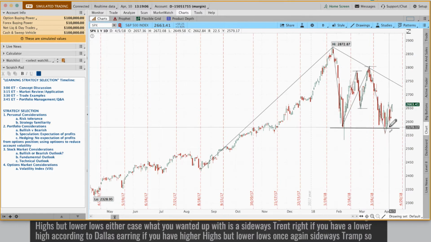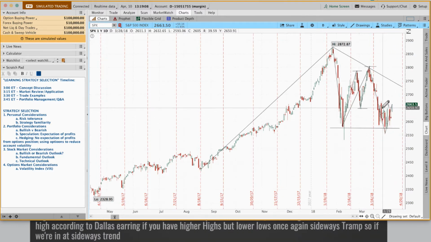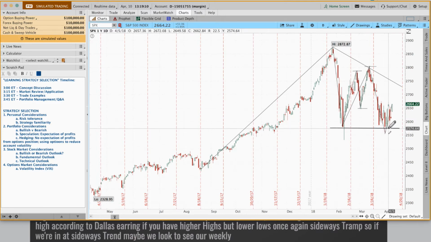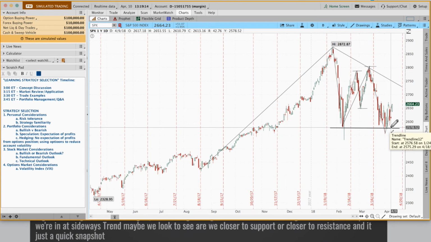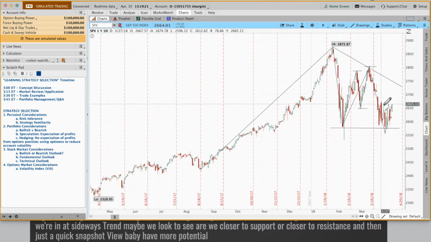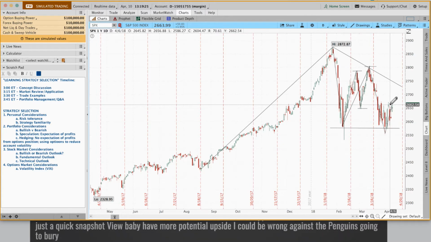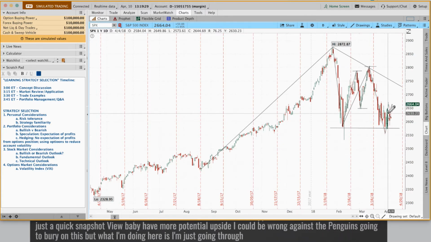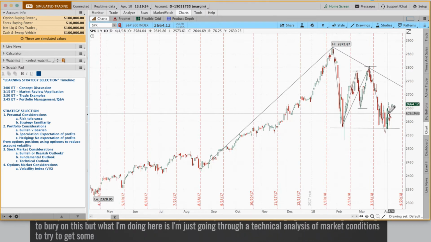So if we're in a sideways trend, maybe we look to see, are we closer to support or closer to resistance? And in just a quick snapshot view, doesn't this look like maybe we're closer to a support level? Maybe have more potential upside? I could be wrong. Again, opinions are going to vary on this. But what I'm doing here is I'm just going through a technical analysis of market conditions to try to get some feel for how I feel about the markets.